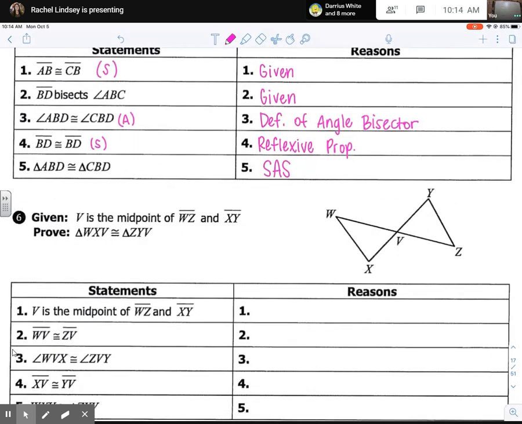Okay, number 6, it says B is the midpoint of WZ and XY. So how many times am I going to have definition of midpoint? Twice. Yes, I'm going to have it twice. So I already know 2 of my reasons. So if V is the midpoint of WZ, I know it's the midpoint of this line.